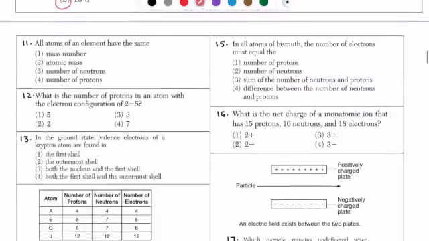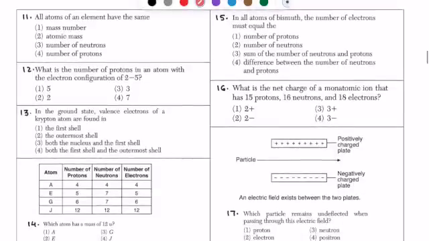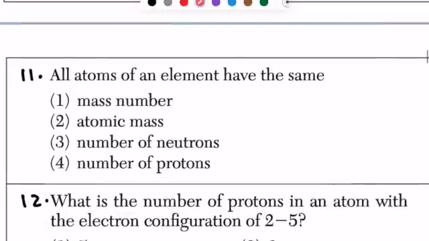Here are a few more questions from Atomic Concepts. For number 11, all atoms of an element have the same atomic number or number of protons. So the number of protons determines the identity of that atom. This concept should be on your fingertips.